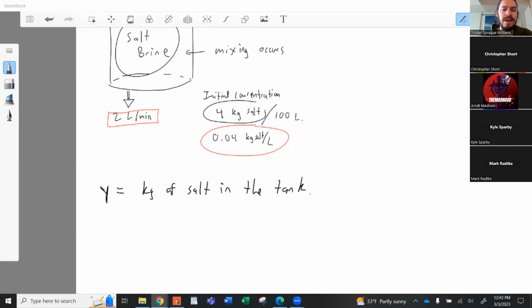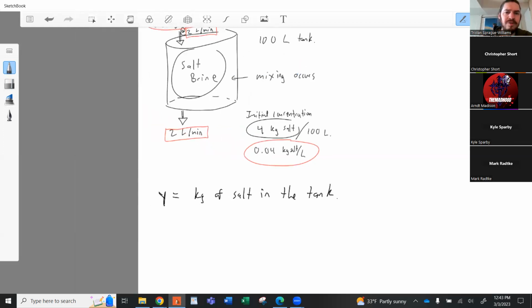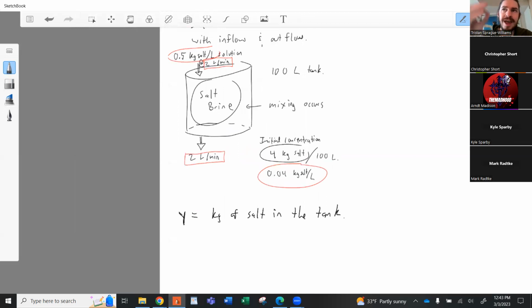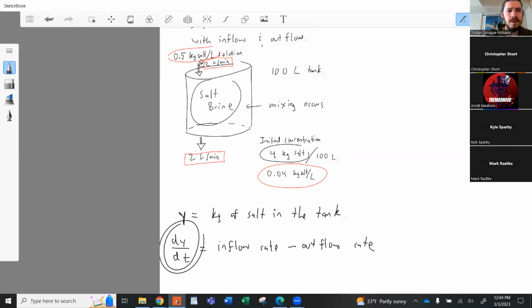To calculate, what we want to do is think about the rate of salt entering the tank and the rate of salt exiting the tank. We're going to pay attention to the rate of change in the quantity of salt over time. And this is going to be basically an inflow rate minus an outflow rate. So it's going to be a differential equation equal to the difference, the subtraction of two things. Now, what are those rates?